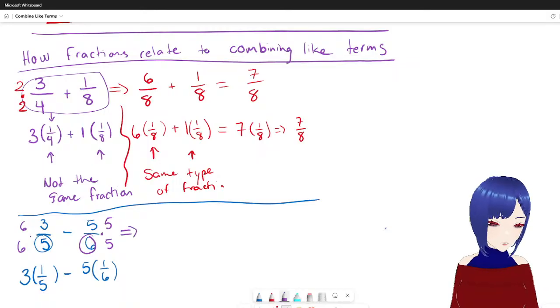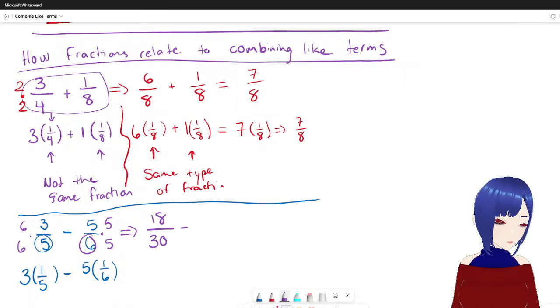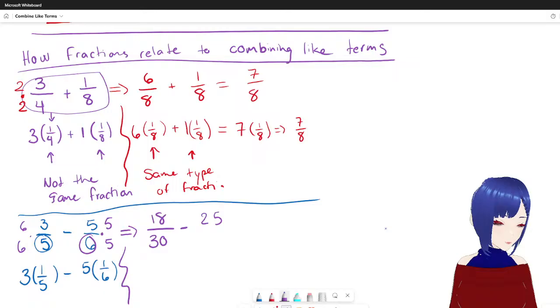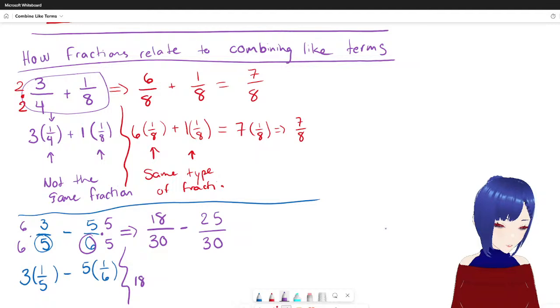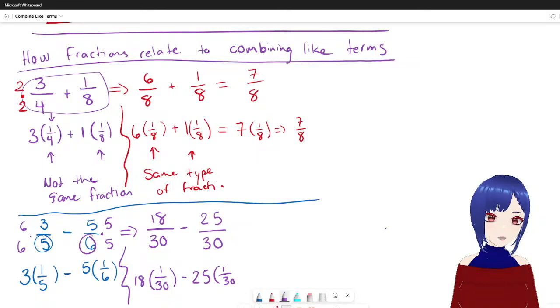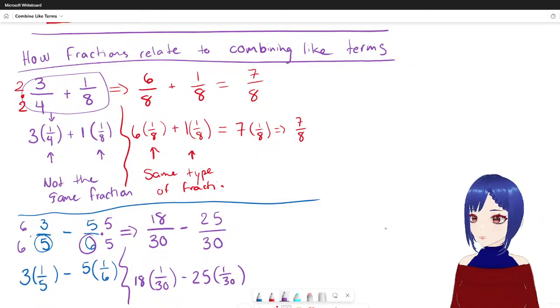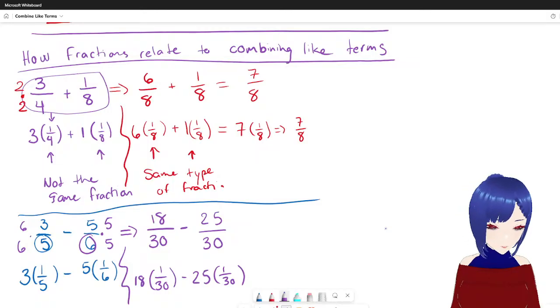So this becomes 6 times 3 is 18, 6 times 5 is 30, minus 5 times 5 is 25, 6 times 5 is 30. So now we have 18 1/30 minus 25 1/30. So now they're both forms of a 30th. They're the same type of fraction, so that means we can combine them.